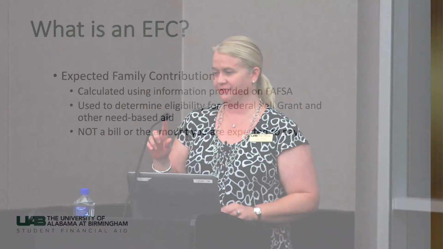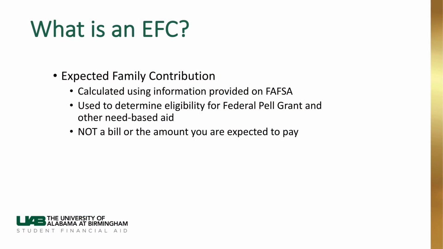But generally, we're going to get the information within 3 to 5 days. I mentioned that expected family contribution, or EFC. That number is calculated using what's called federal methodology. It's a formula that the Department of Ed uses. They take a lot of things into consideration. It's not just based on your income.